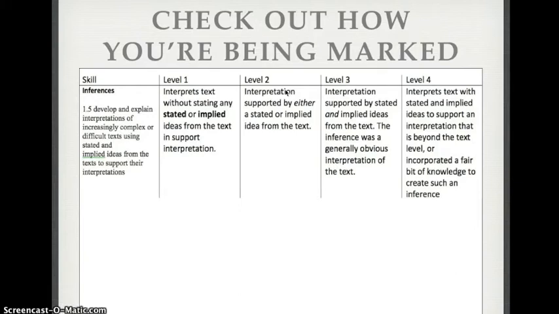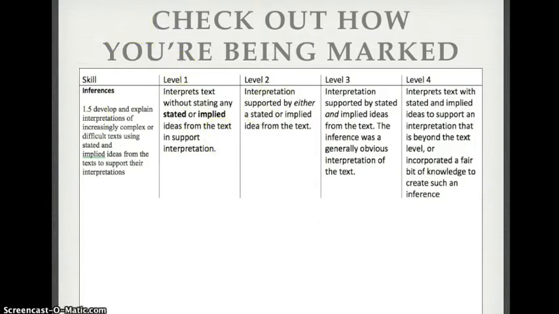So as long as you have an implied and a stated and it's pretty decent, not anything out of this world type interpretation, that's fine. You'll get level 3 or so, and then level 4 is stated and implied ideas to support interpretation that is beyond the text or incorporate a fair bit of knowledge to create such an inference.